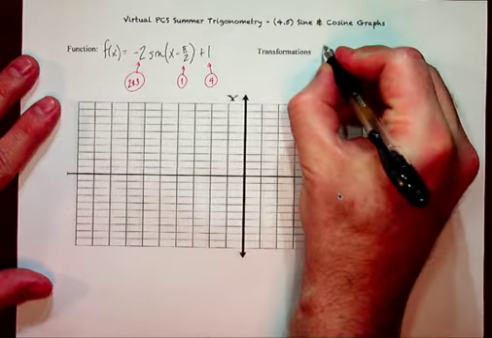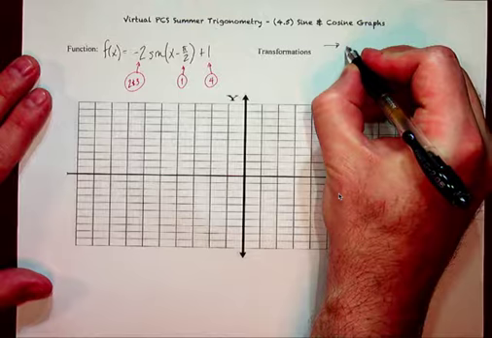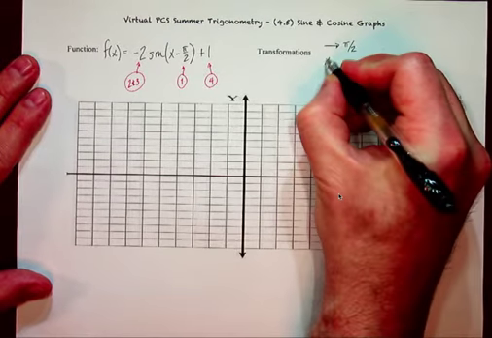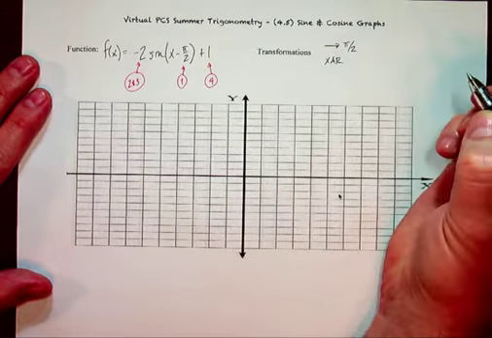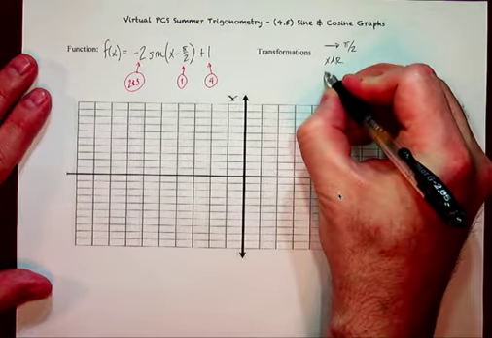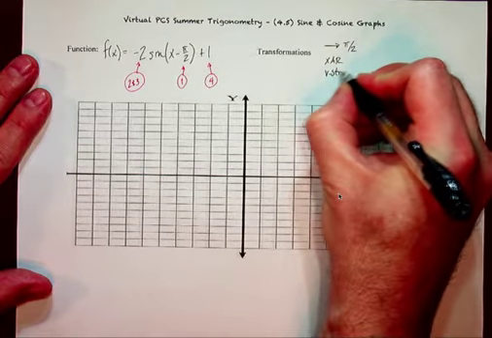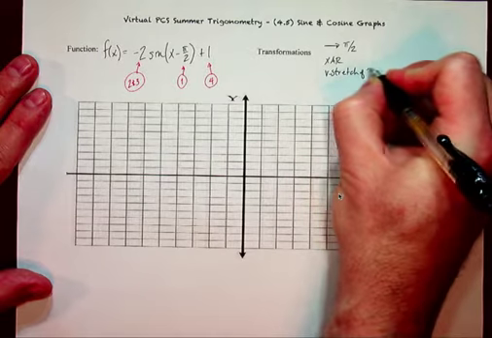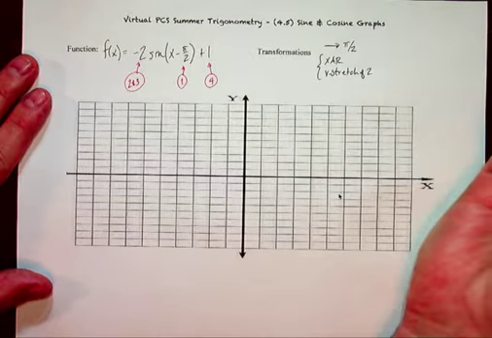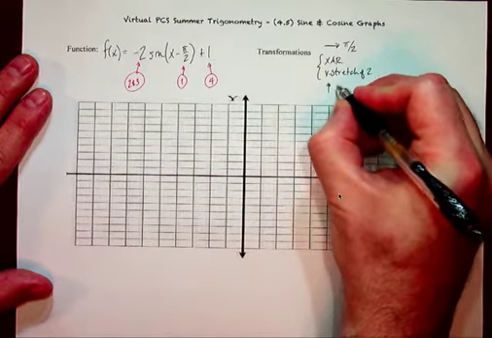So I know that my transformation is going to take me to the right, pi over 2. I'm going to have an x-axis reflection, that's the negativeness of your a value. I'm going to have a vertical stretch of 2, that's the 2-ness of your a value, and then we're going to move up 1 unit.